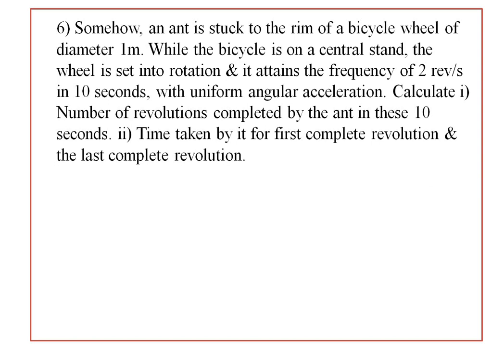An ant is stuck to the rim of a bicycle wheel of diameter 1 meter. While the bicycle is on a central stand, the wheel is set into rotation and it attains the frequency of 2 revolutions per second in 10 seconds with uniform acceleration. Calculate first the number of revolutions completed by the ant in these 10 seconds, and second the time taken by it for the first complete revolution and the last complete revolution. So let's see the solution.